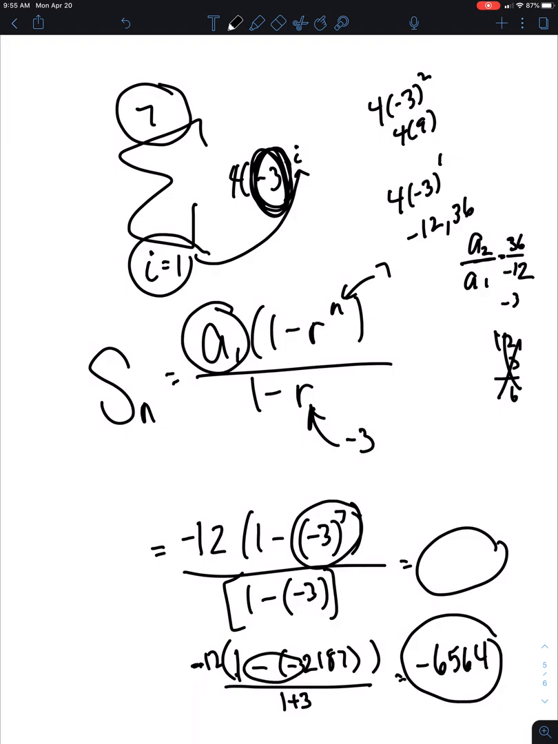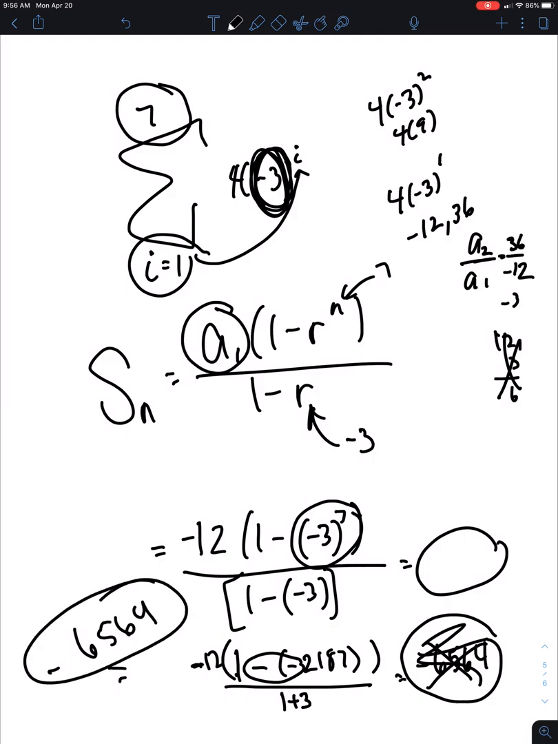I added 1 divided by, oh, you know what? This is not right because I divided by 4. Let me go back. Check this again. So 2187 plus 1. I'm going to multiply it by negative 12. And then I'm going to divide it by 4. Oh, I got the same answer. I just did it out of order.